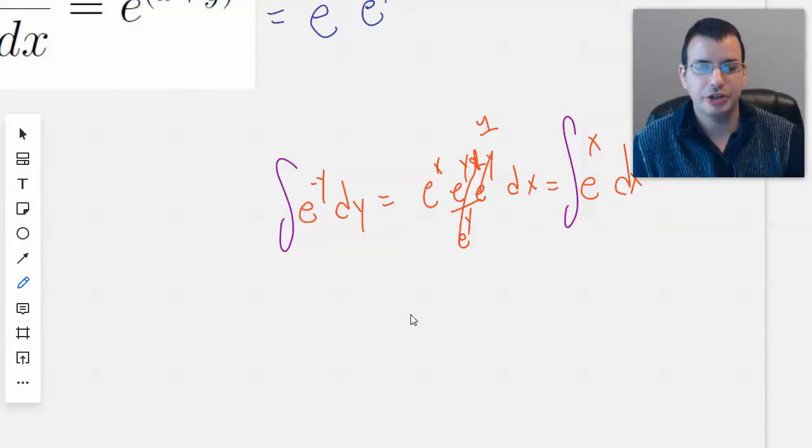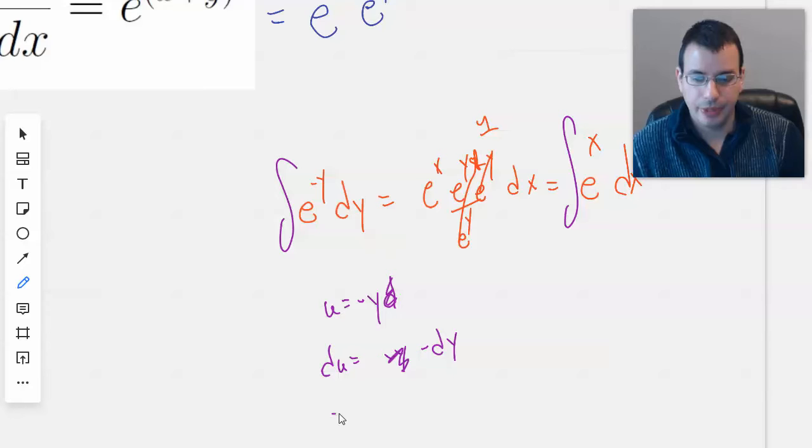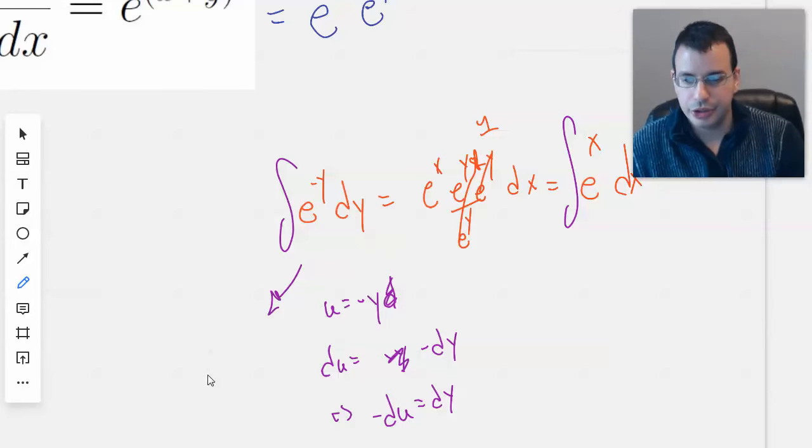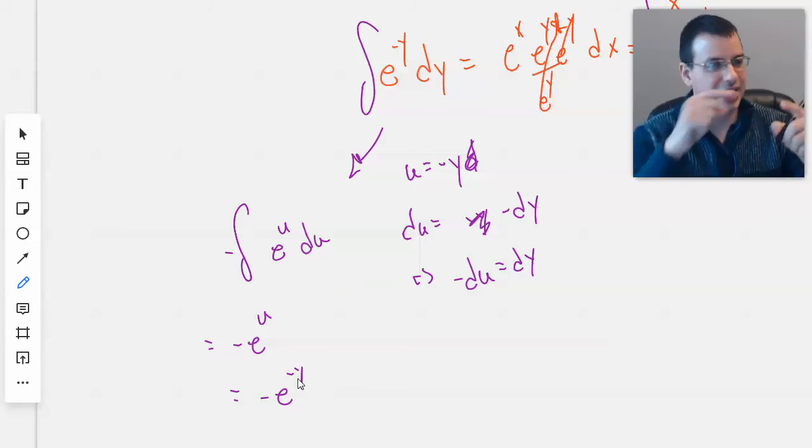So I'm pretty sure this is just e to the negative y over negative 1. But I'm never entirely sure about these things. So to actually do it, I'll do it through substitution. So u equals negative y, du equals negative dy. There we go. Therefore, negative du equals dy. So then this goes to the integral of e to the u du, negative. Okay, I'm good with this. Which is e to the u, negative, which equals negative e to the negative y. Okay, so it's just the negative goes down.